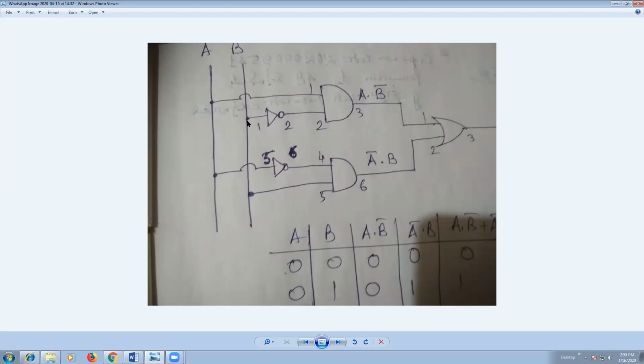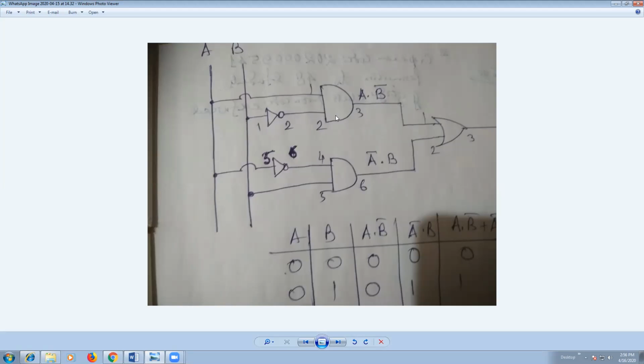Okay, and then B, first we have to connect from B. It is to be connected to pin number 1 of a NOT gate, and pin number 2 will be the output. This is to be connected with pin number 2 of this 7408 AND gate IC, which has pin number 1 and 2 as input, and pin number 3 will be the output. From pin number 3 you will get A dot B bar output.